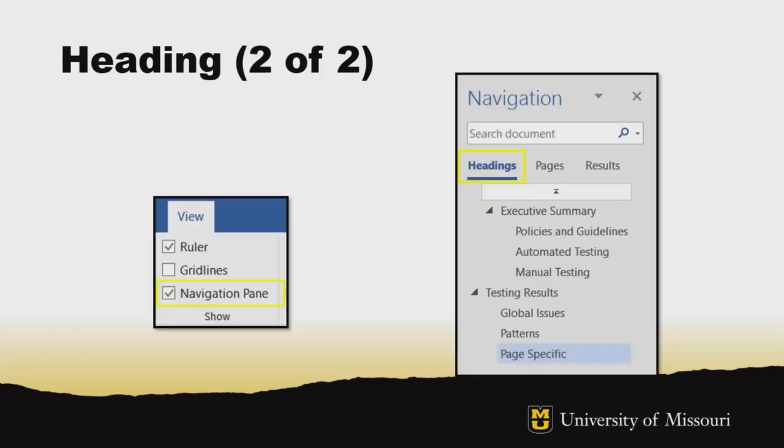Word creates an outline of your document when using headings in the navigation pane. To access the navigation pane, select the View tab and check the box Navigation pane in the Show section. This allows you to quickly determine if the document structure is correct and if it's accessible to assistive technologies.